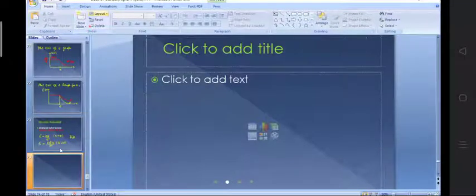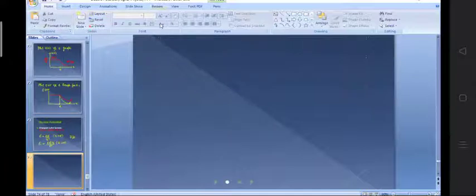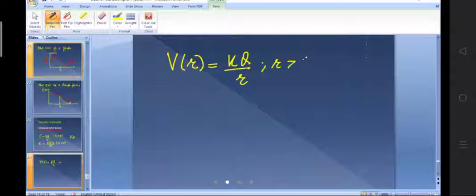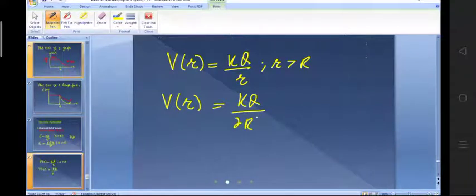So wait a second. When you calculate the potential, it will be something like this. Potential outside will be equal to KQ divided by small r. This is true when small r is greater than capital R. Fine. Then potential inside, V as a function of r, inside it is something like this: KQ divided by 2 R cube multiplied by (3 R square minus small r square). This is true when small r is less than capital R.